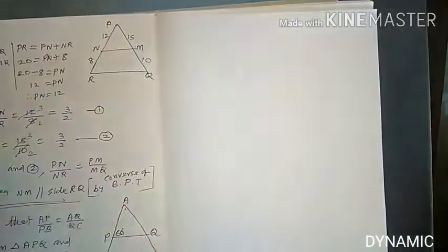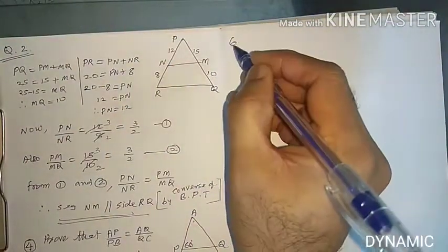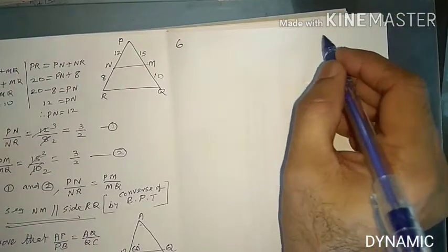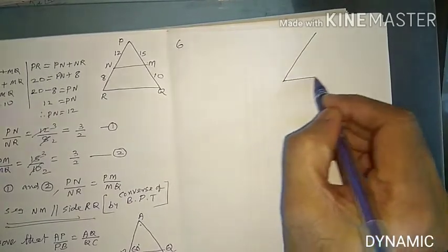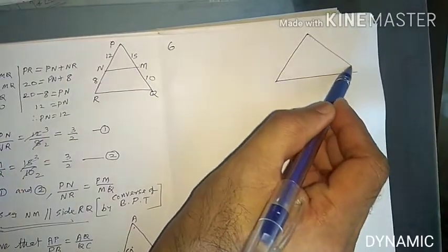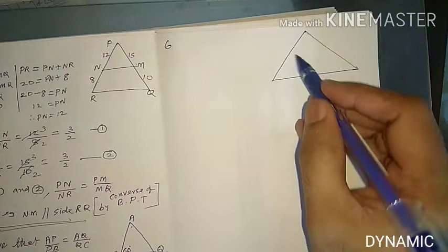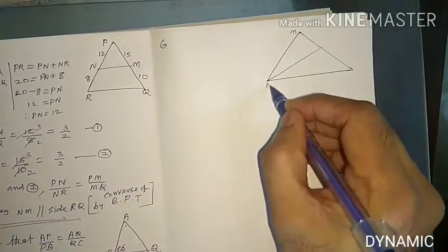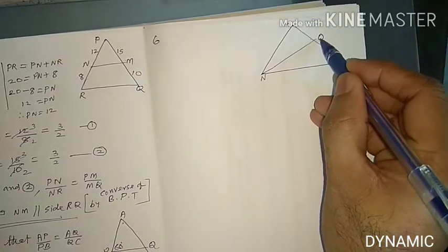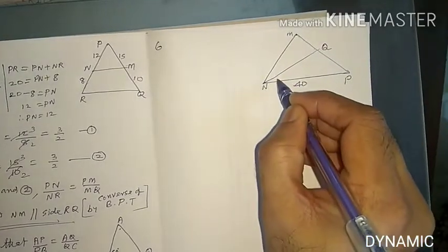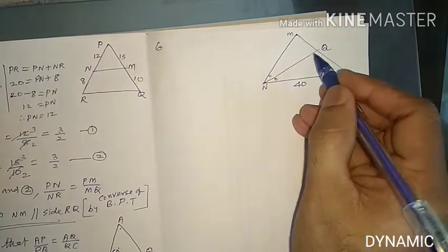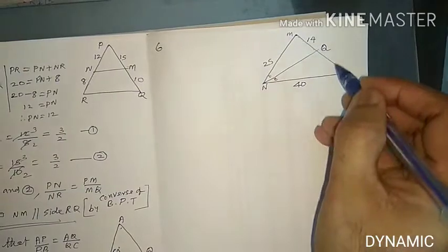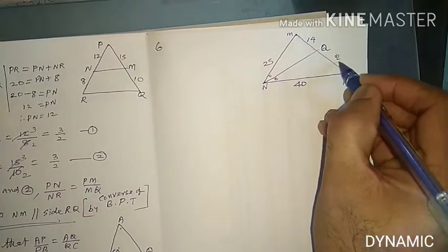Now question number 6. There's a triangle MNP, and here it is Q. This is an angle bisector. Given side here 40. Given these two angles are congruent, that is, NQ is a bisector of angle MNP. The other sides are 25, 40, and here it is 14. And this part PQ, we have to find out. That part is not given.